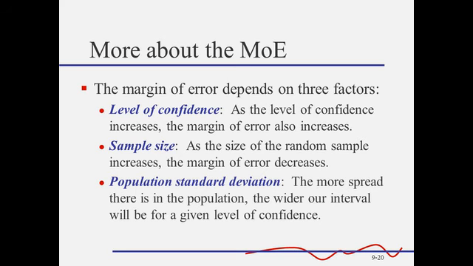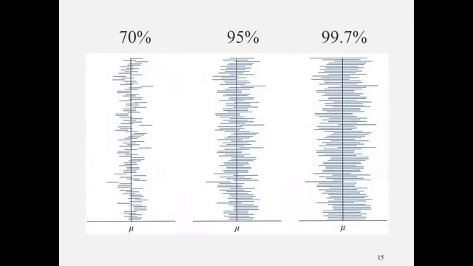The margin of error depends on 3 factors. As the level of confidence increases, the margin of error also increases. Let's look at this illustration again. If we want to increase the proportion of times our interval hits the true value, then the margin of error increases. If we decrease the confidence level, then the margin of error also decreases.